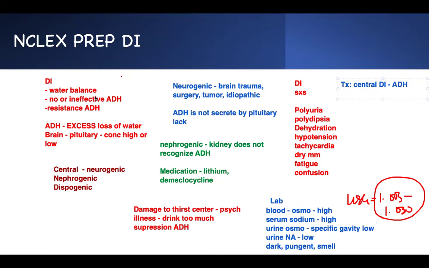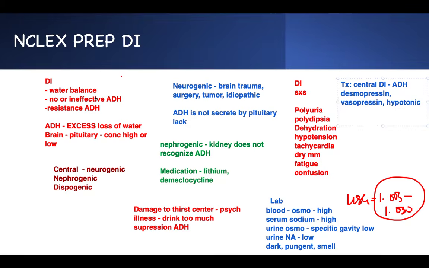We don't have any ADH, so we give you desmopressin or vasopressin. And since you're very dehydrated and your blood is very concentrated, we give you hypotonic solution. That's all, right? And you let them drink. So hypotonic solution, let them drink. But this is the key treatment you have to know. And desmopressin, give them IV fluid and monitor their vitals.